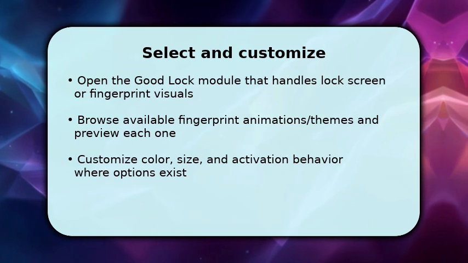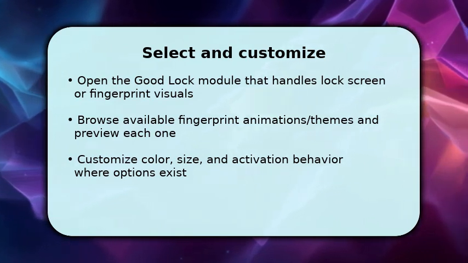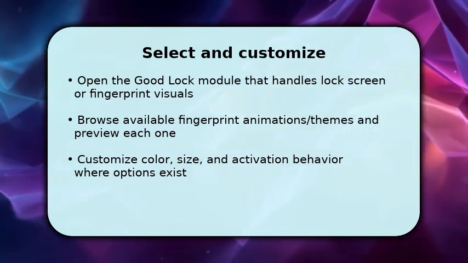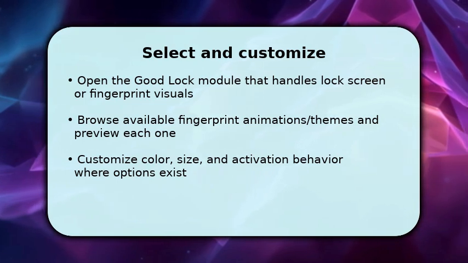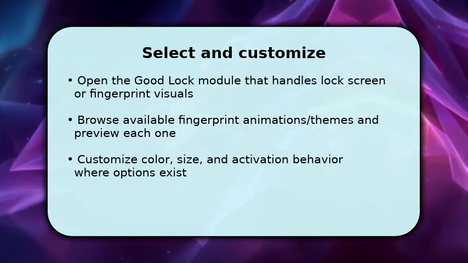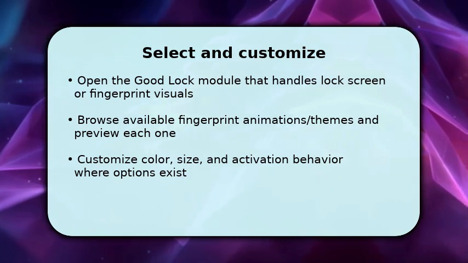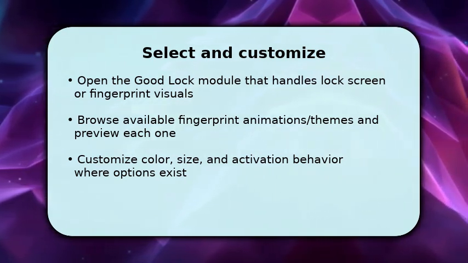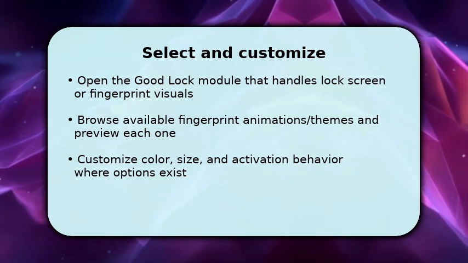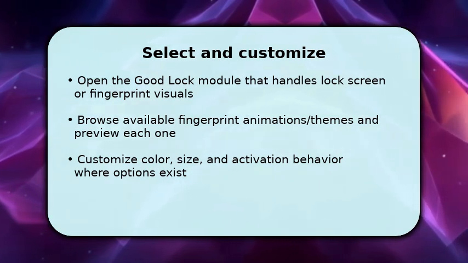Once you pick a style, use the customization controls to change color, size, or activation behavior. These tweaks ensure the effect fits your wallpaper and ergonomics. If the module supports downloads, install additional packs directly. Make sure to save or apply changes, so the new theme sticks.